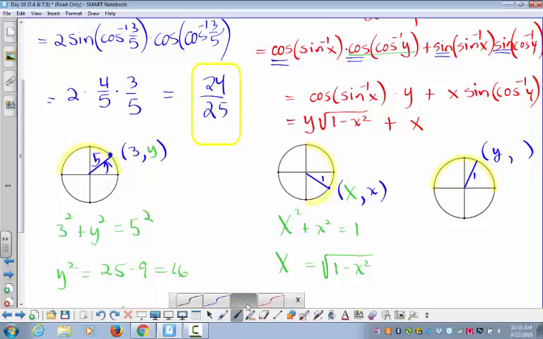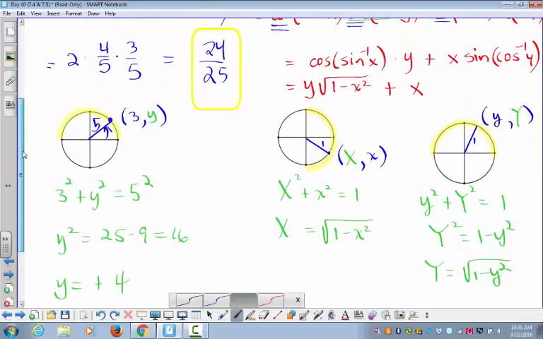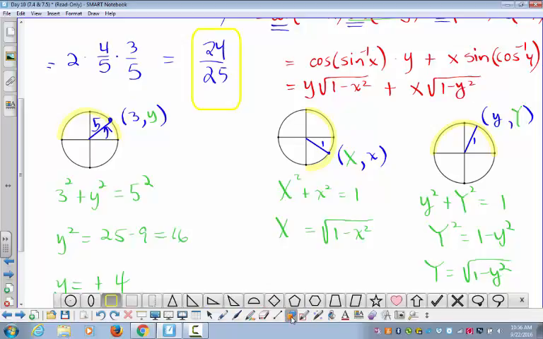And here we don't know the y coordinate, so let's put a big y there. Pythagorean theorem, little y squared plus big y squared is going to be 1. Big y squared is going to be 1 minus y, little y squared. Cap y is square root. Don't need the minus because y's are positive up top, or at least not negative. Sine of this angle, capital Y over 1, so just capital Y. That will be our final answer.